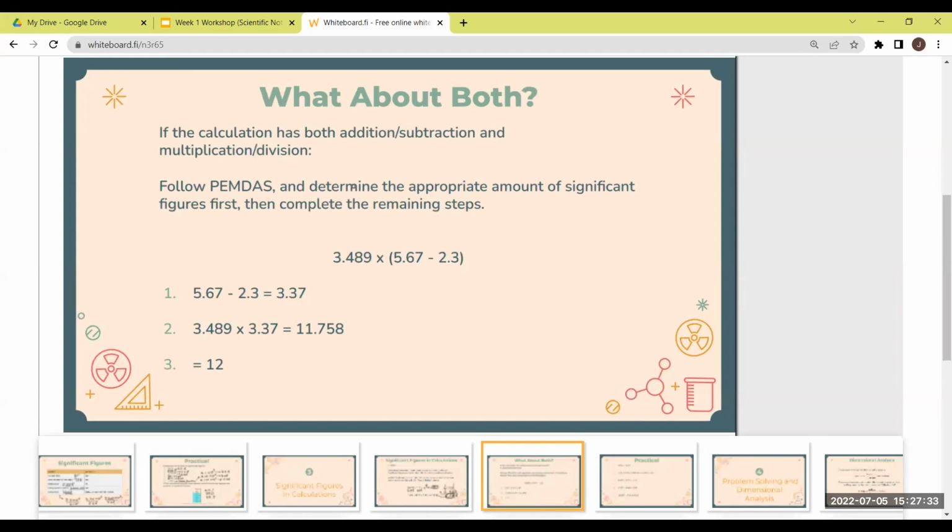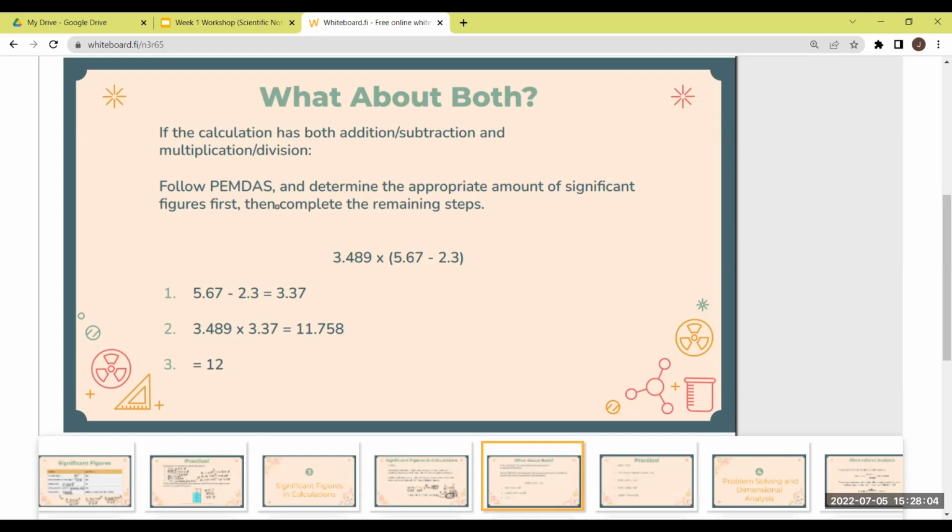So what if the calculation has both? So the calculation has both addition, subtraction, and multiplication and division. We're mostly just going to follow PEMDAS, and then we're going to determine the appropriate number of significant figures first, and then we're going to complete the remaining steps. So we have this example right here, 3.489 times the difference between 5.67 and 2.3.